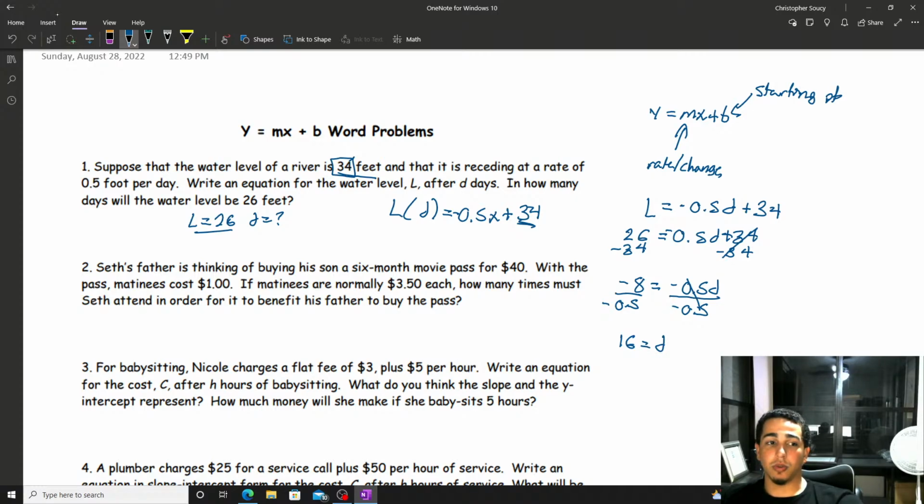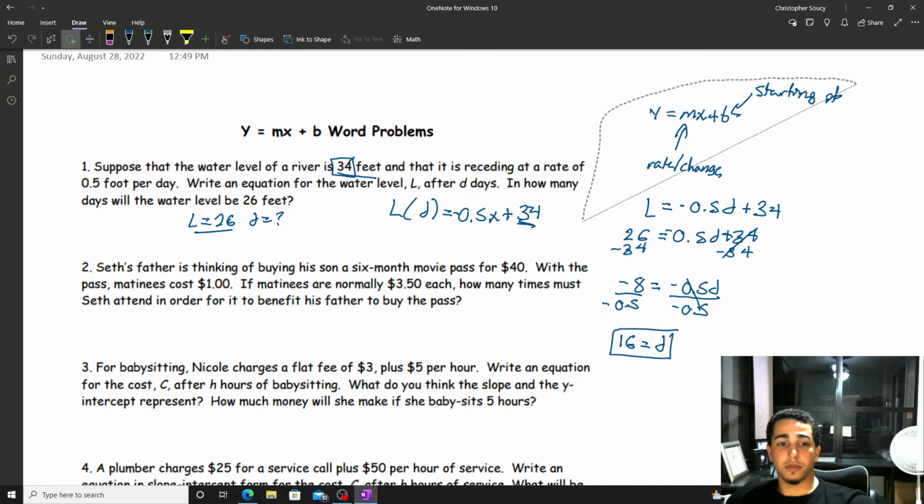So after how many days will the water level be 26 feet? After 16 days. So I'm just going to make this a little bit smaller.